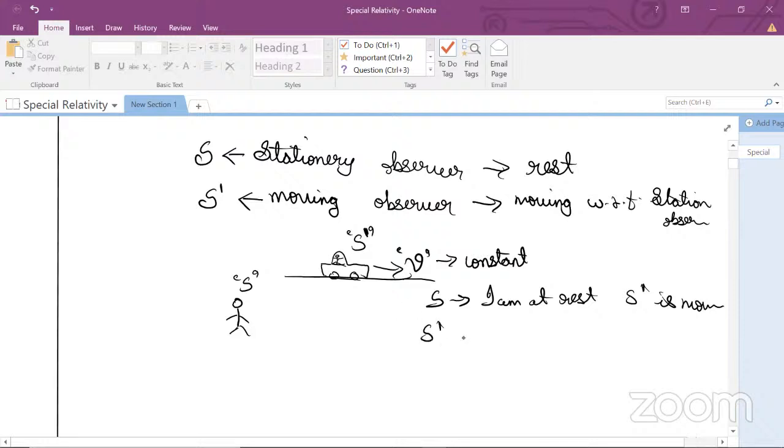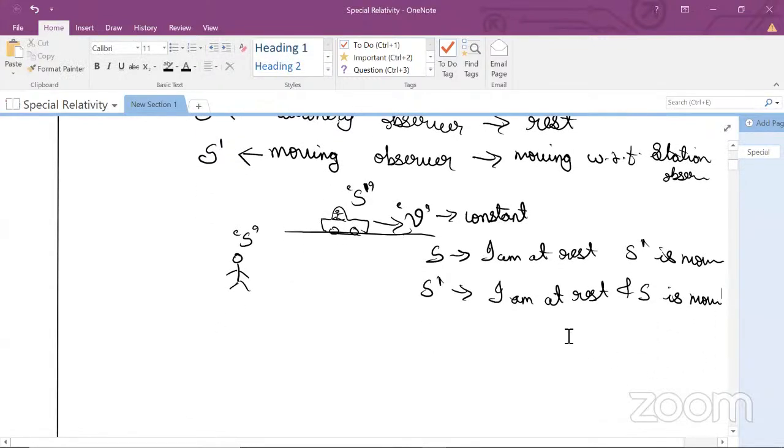But S dash will say the same, I am at rest, because he is in constant velocity. That means he is in uniform motion, he is not accelerating. So he can say, I am at rest and S is moving. And both are correct. Nobody is wrong or nobody is right here. This is the principle of equivalence. So this is obvious, this is true, right?